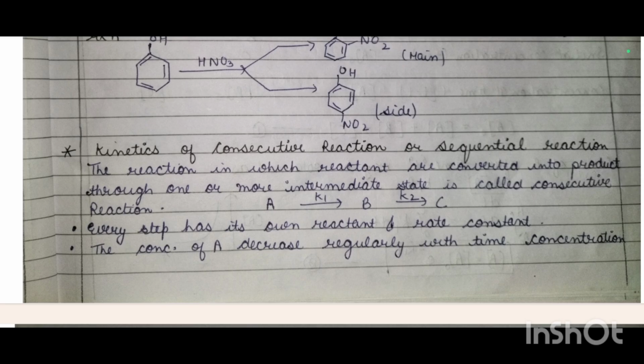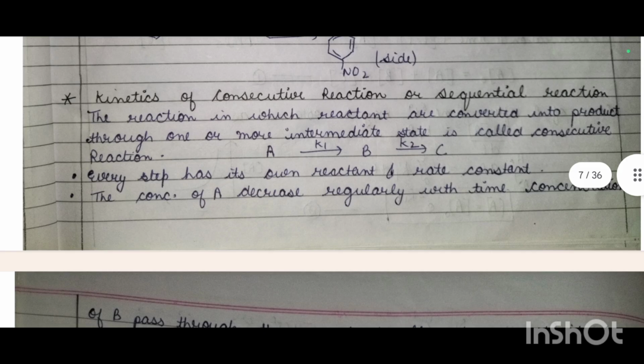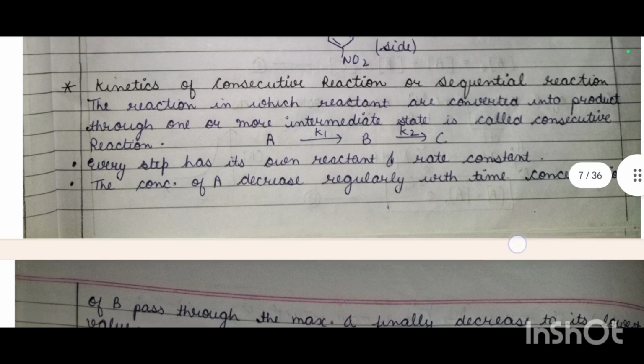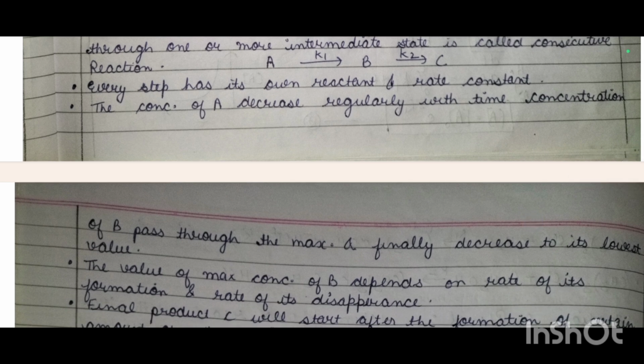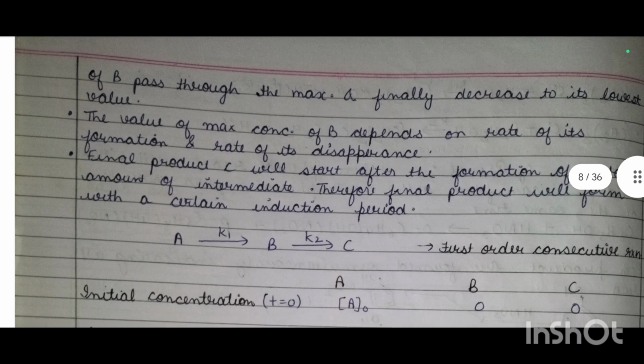Kinetics of the consecutive reaction or sequential reaction: the reaction in which the reactant is converted into the product through one or more intermediate states is called a consecutive reaction. Every step has its own reactant and rate constant. The concentration of A decreases regularly with time, the concentration of B passes through a maximum and finally decreases to its lowest value. The maximum concentration of B depends on the rate of its formation and the rate of its disappearance.